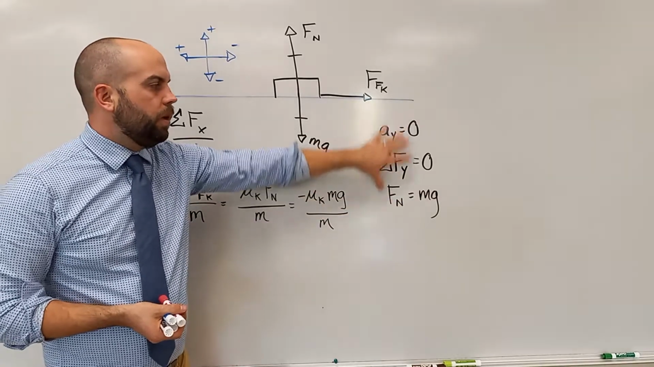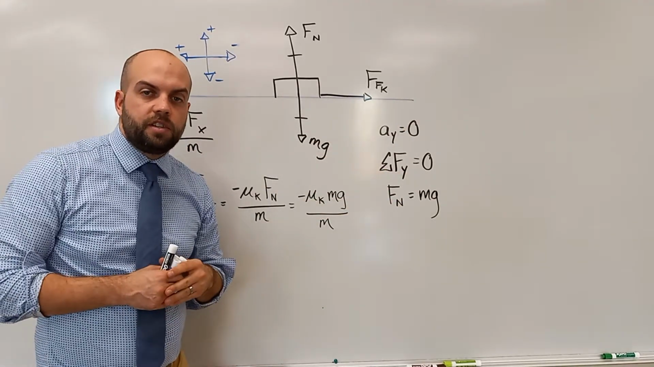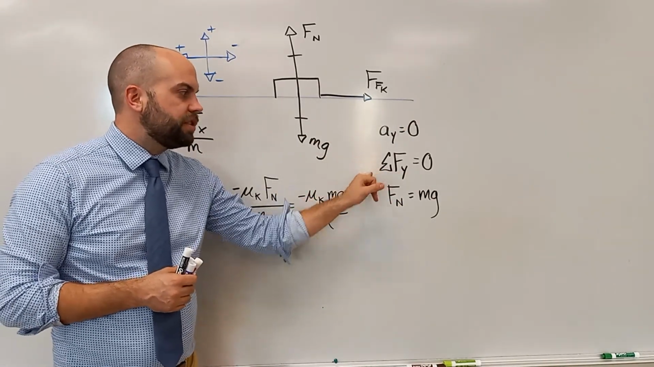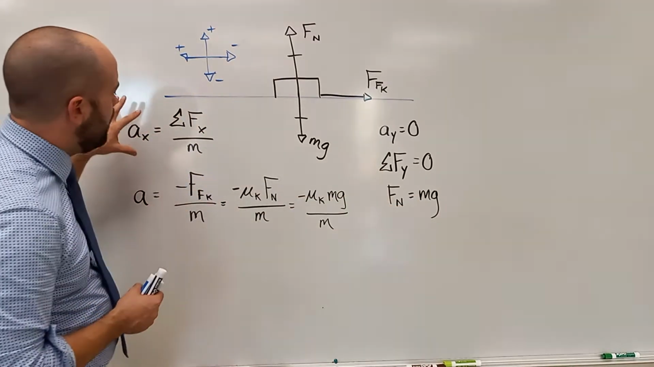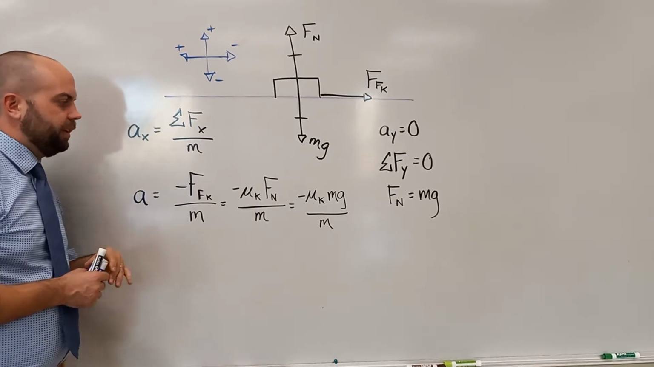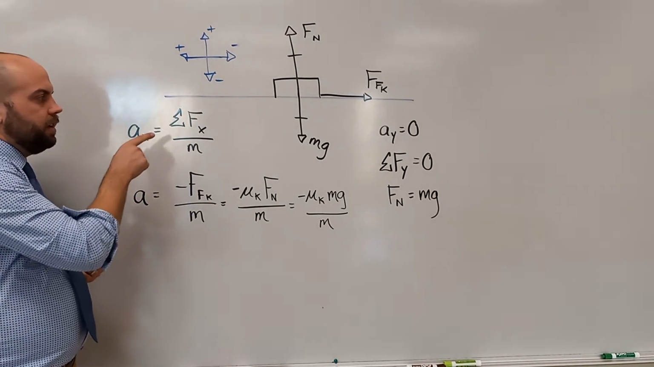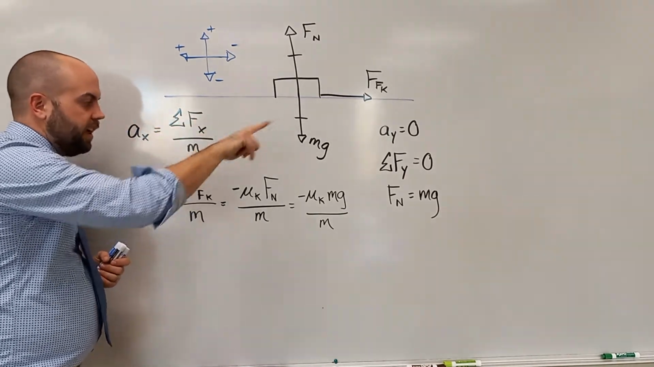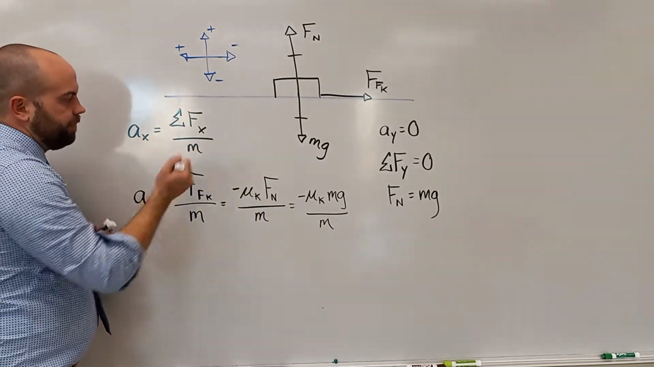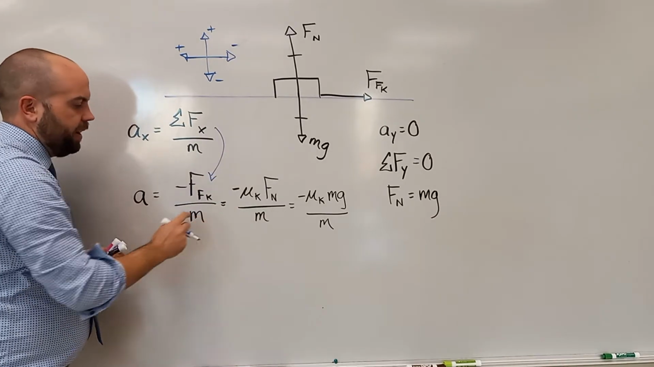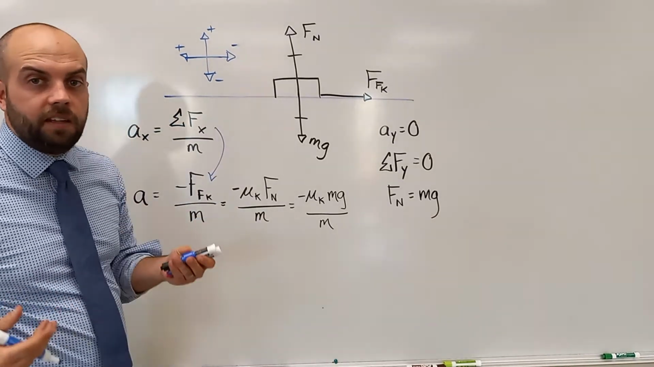Vertically, we're not accelerating, so the acceleration's zero, so the sum of the forces is zero, so the normal force equals mg. Horizontally, we are accelerating here. And there is a force of friction in the negative direction, so I put that as the sum of my forces, and all of that is divided by the mass of anything here.